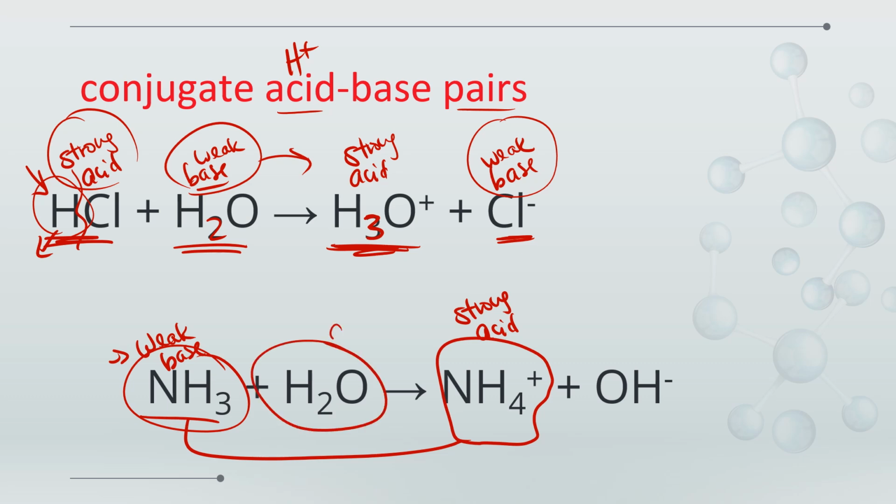Here we have our acid, and here we have our base. This base is pretty strong. That means that this guy is going to be pretty weak. Conjugate acid-base pairs come in one strong and one weak.